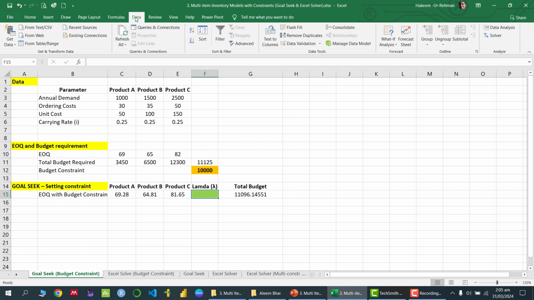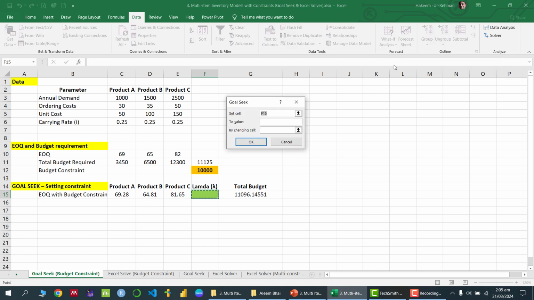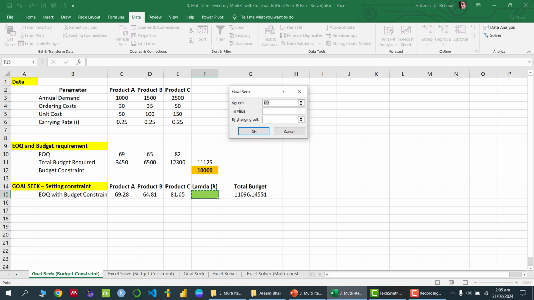In Excel, we have the Data tab. In the Data tab, we have What-If Analysis, and the option is Goal Seek. If we click this Goal Seek, we have three options. One is Set cell. In Set cell, we write down the total budget, so that this must be equal to the To value, this target value. So how much budget? The budget constraint was 10,000. By changing cell means what value you would like to find out, which is the decision variable, that is, we want to find out the value of lambda.